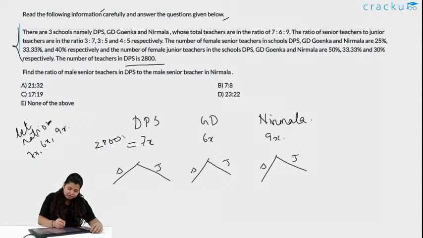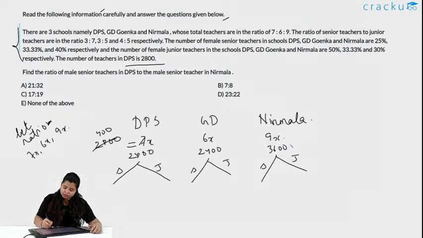This data is provided in the last line. So, from the last line and the first line, we know the value of x to be 400. So, this is given, it is 2800. 400, that is the value of x, into 6 is 2400, and again 9 into 400 is 3600. So, we got the total number of teachers.